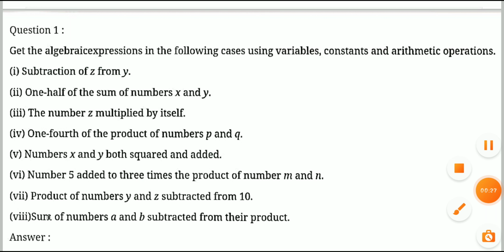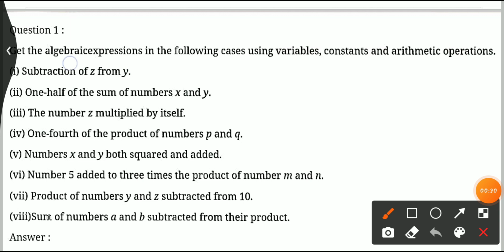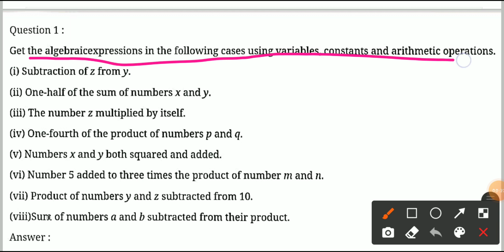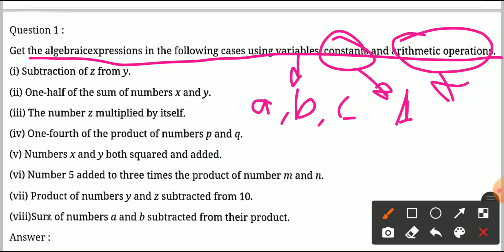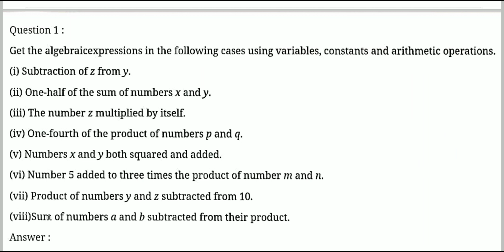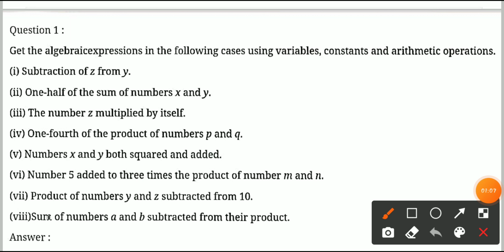using variables, constant, and arithmetic operations. So I told you what are variables. Variables means we need to use alphabets in place of numbers like a, b, c, x, y, z, whatever. Then constants are the numerals. Based on the questions we have to put numerals. And arithmetic operations means addition, subtraction, multiplication, division. These are arithmetic operations. Let's see what is the question. We have to read the questions very thoroughly.